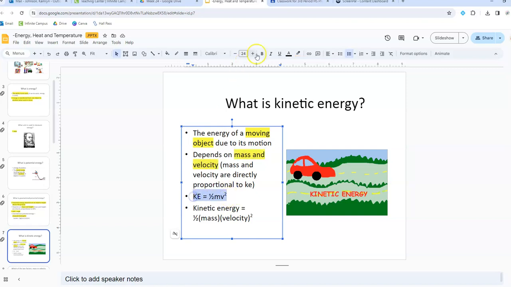Right here is going to be our formula for calculating kinetic energy. Kinetic energy equals half times your mass times your velocity squared. So, step one, what I would do, square my velocity. Next, multiply that by mass, whatever that is, divided by 2.